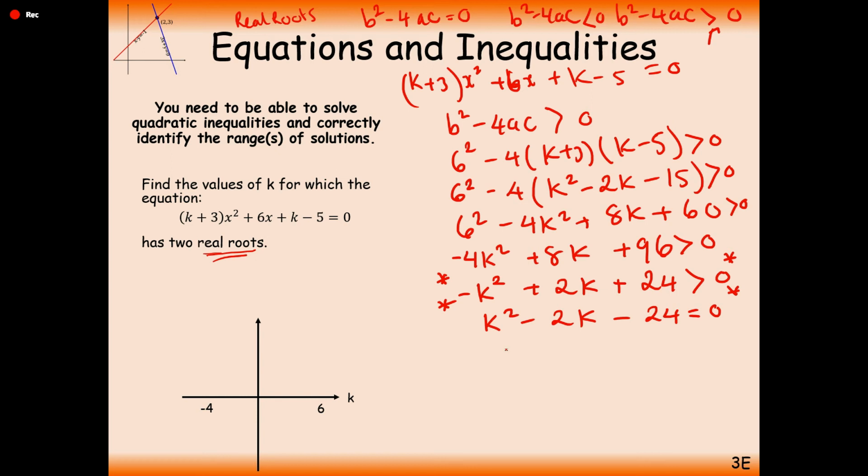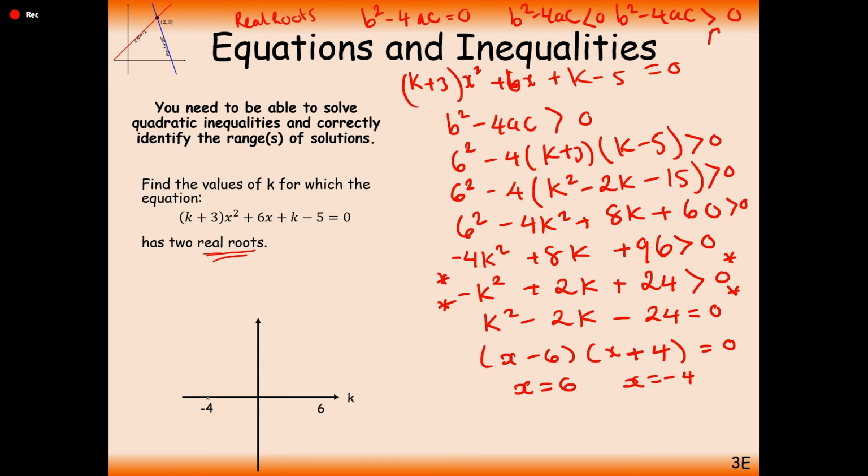So solving this, we get the following. When we factorize, think about two numbers that times to get negative 24, but add to have minus 2, and that is going to be the following. So it's going to be 2 brackets, x minus 6 and x plus 4 is equal to 0. So we have the roots x equals 6 and x equals negative 4.